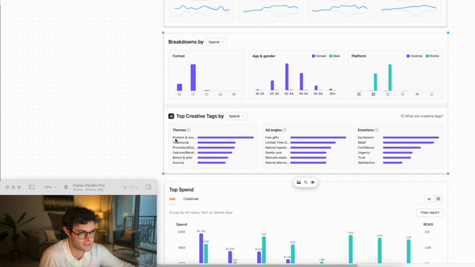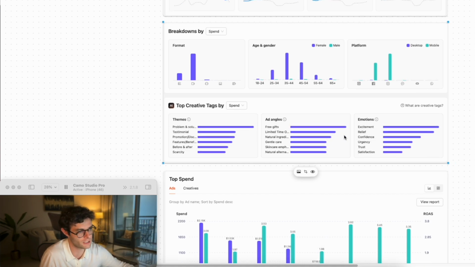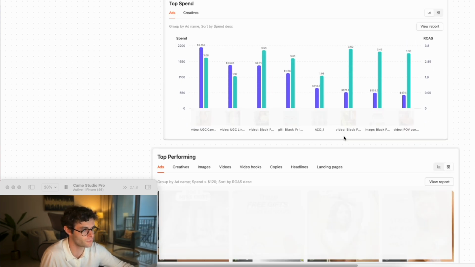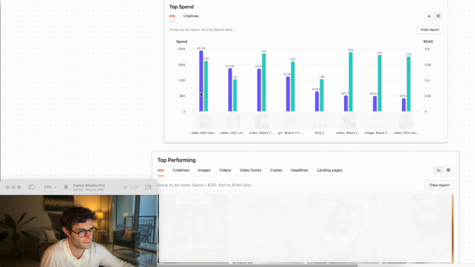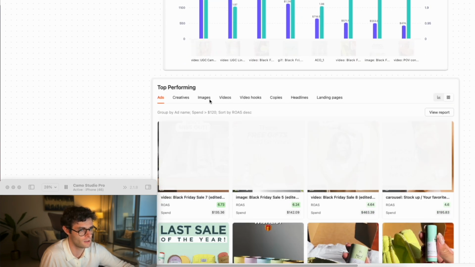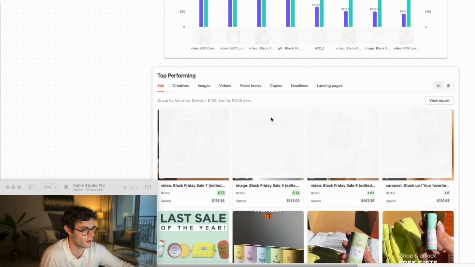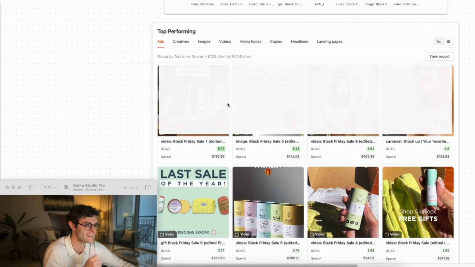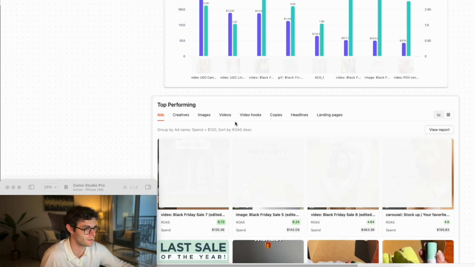So in this case, for this client, problem solution was the most profitable. The free gift angle was the most profitable. The main emotions that we're inspiring in the ads are excitement, relief, and confidence, the top three, right? So it gives you all this analytical data that's really important to understand what's spending, what's getting an ROI from the ads, from the creatives, from the images, videos, hooks, copies. It's going to give you a breakdown of what is working in the market.